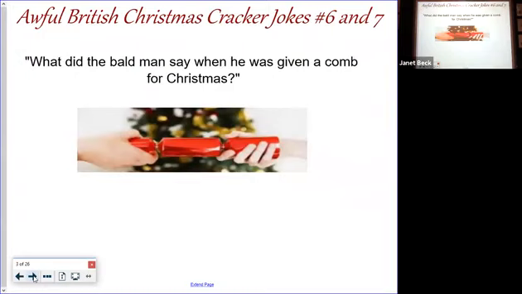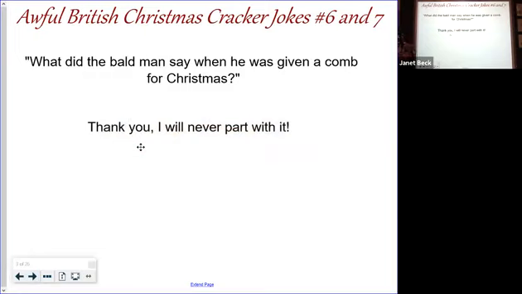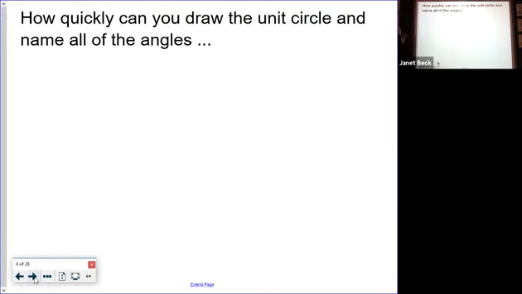Christmas joke of the day. Sorry about this one. It's joke number 6. What did the bald man say when he was given a comb for Christmas? He said, "Thank you, I will never part with it." Okay. Never part with it, you know, right there, yeah, never mind. Okay, right, moving on.